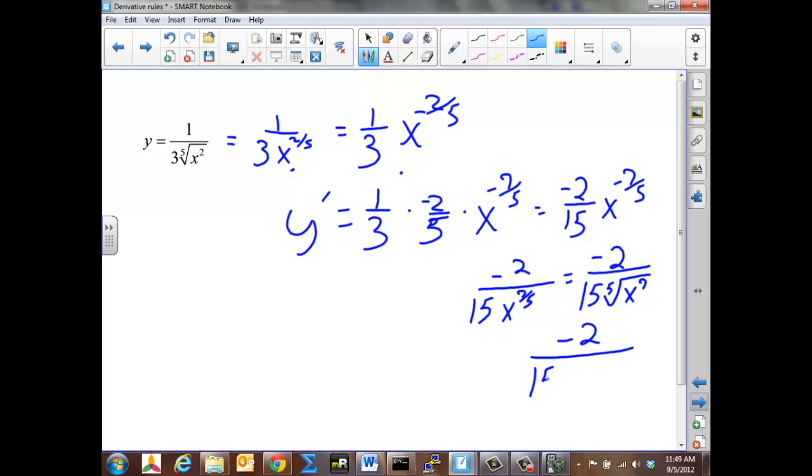5 goes into this 7 1 time, so I can bring 1 x outside of the house. And what did I have left over? I have the 2 left over, x to the 2/5. This is the answer you'd see in your multiple guess: negative 2 over 15x, the 5th root of x squared. Okay? Can you see how to get there? Because now we've made finding the derivative easy, but getting it down to this form is a little bit more challenging, okay? Are we okay with that?